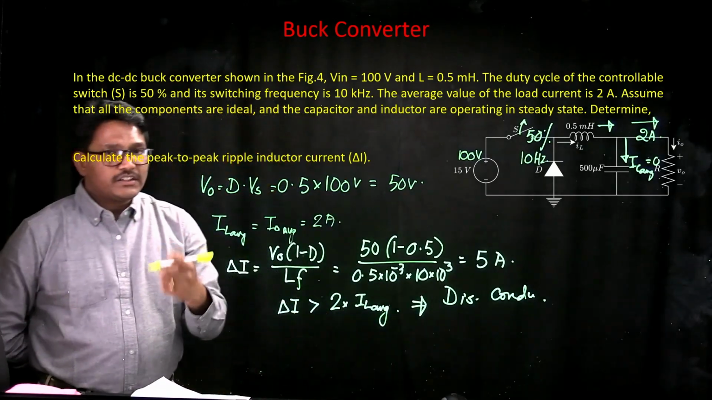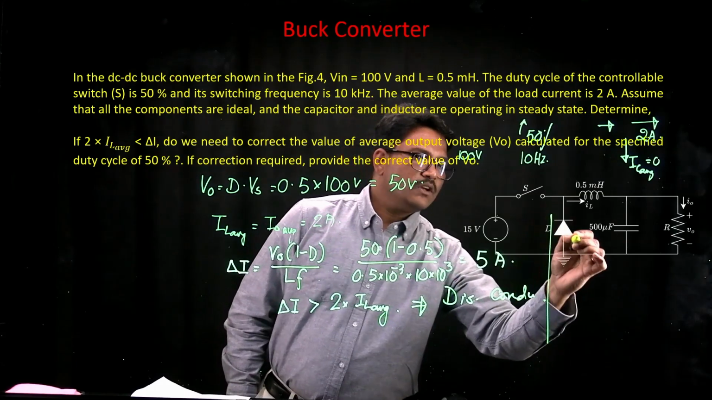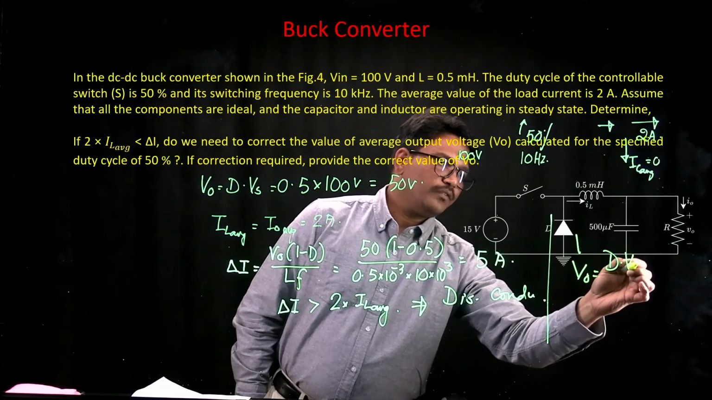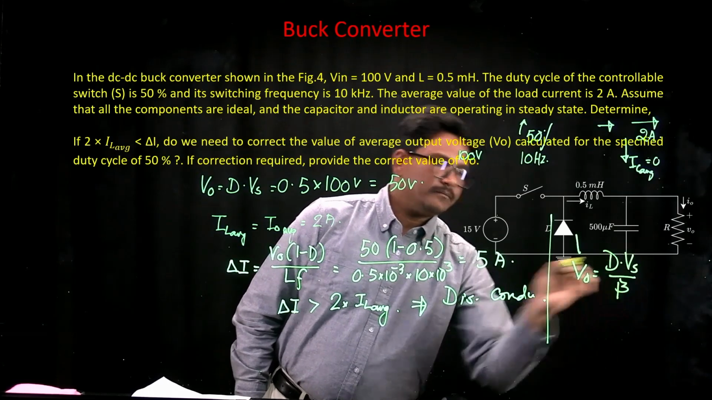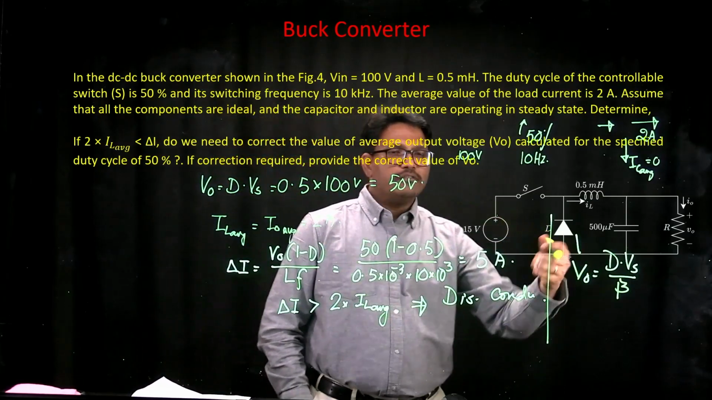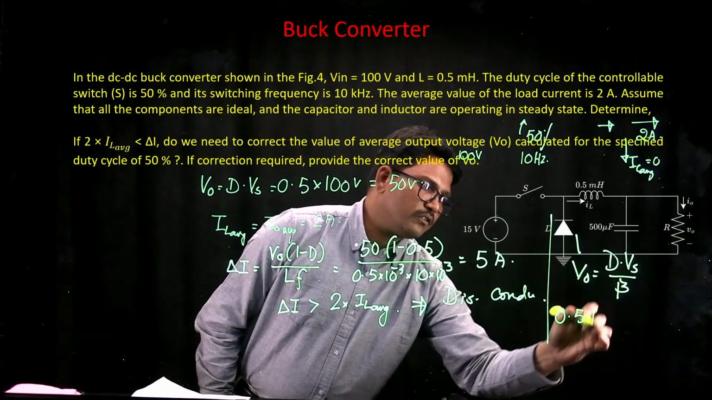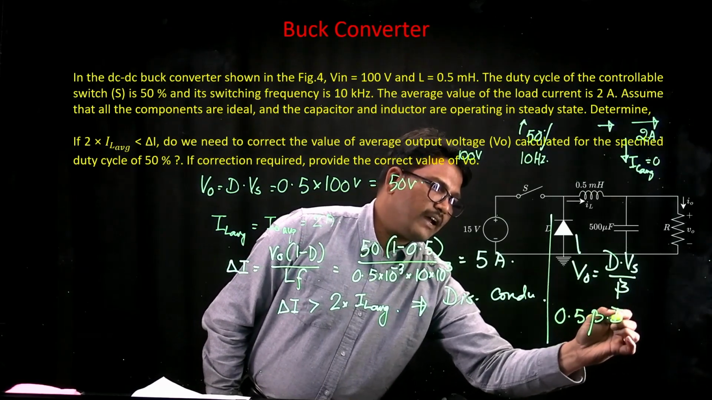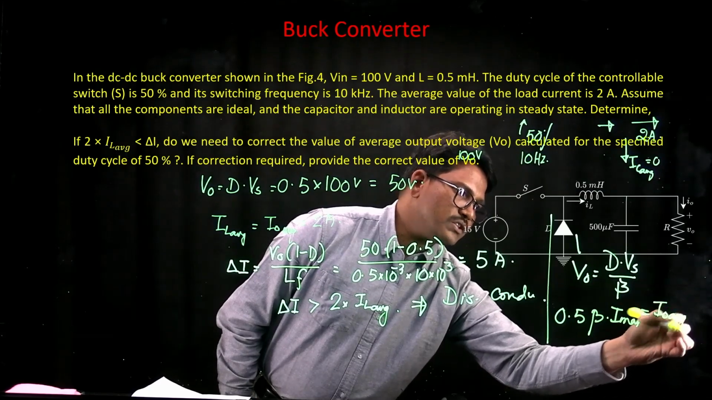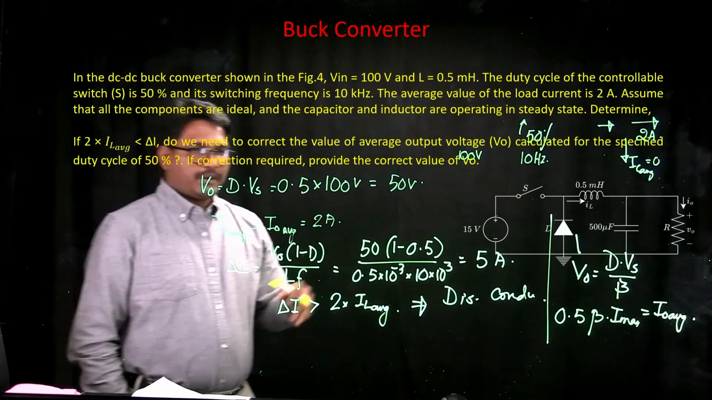So what is the correction we need to make for the output voltage? We know that in this particular case, the output voltage is going to be D times Vs upon beta. Now, how do you get the value of beta? The value of beta is obtained using 0.5 times beta times Imax is equal to I naught average. This is what we had in the previous derivations.